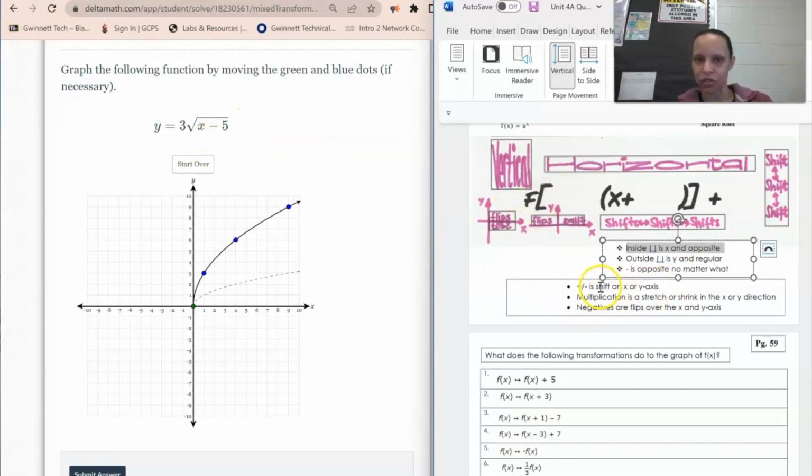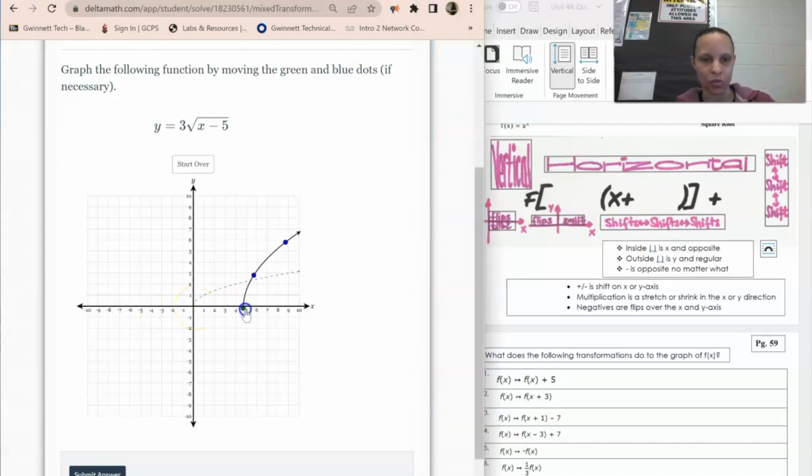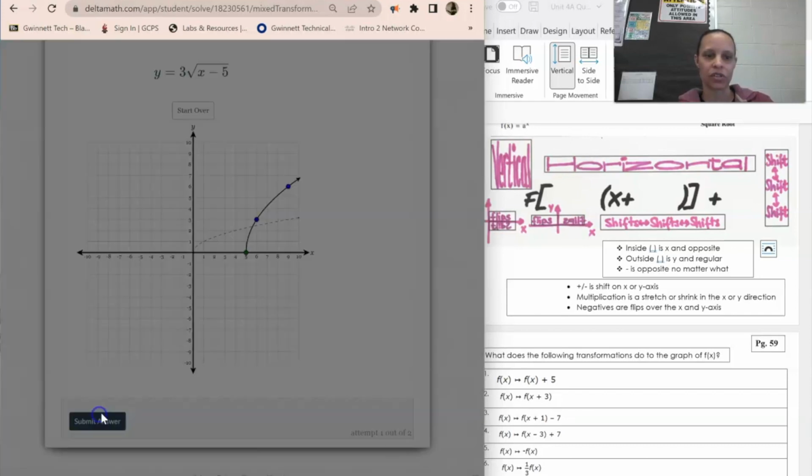Subtracting is a shift. So you're moving, you're shifting. Keep in mind the x direction: look at the x-axis, you're either going to go right or you're going to go left, and it's going to be opposite of what you think. Looking at this negative 5, I would think to go to negative 5 is left, but it's going to be opposite of what I think, so move to the right. You're going to move to the right 5, and that's all you have to do. Once you know the transformation rules, you just need to apply them to a graph. Then you submit your answer.